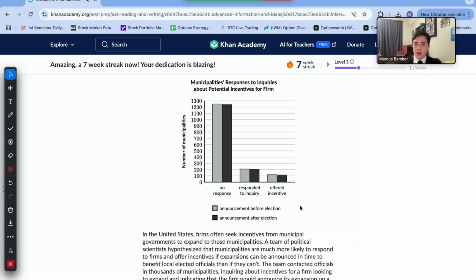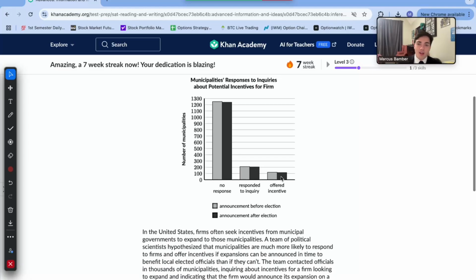All right, another graph. We have municipalities' response to inquiries about potential incentives for a firm. When a lot of municipalities have no response to inquiries about potential incentives for a firm, about an equal amount of them before and after the election responded to the inquiry, and about the same offered incentives as well. So there's very little change here before and after the election.